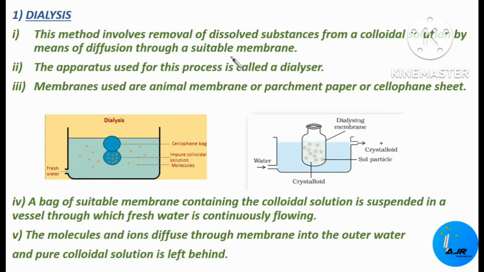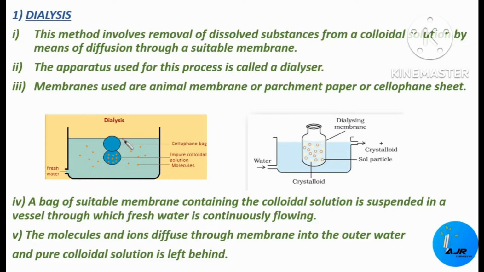Here it's given that a suitable membrane should be used, so different membranes are used in the dialyser. What are the different membranes used? Animal membrane, that is, the skin of animals, and then parchment paper, and also silicone sheet. So these are the different types of suitable membranes that are used in the dialyzer for the dialysis process.